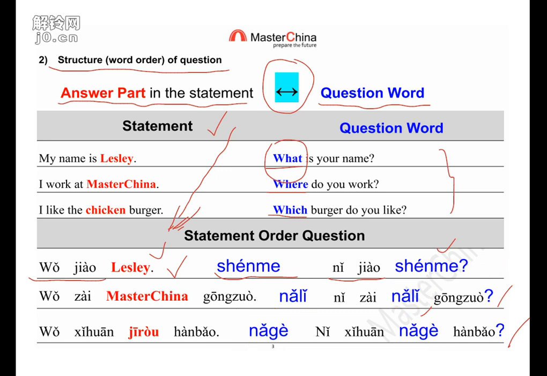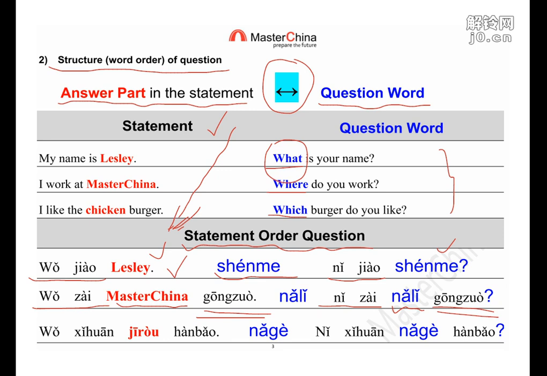Let's check the second one. Same. 我在 here, and 你在, right? And Mars China. So 哪里? And 工作 here, still in the same position. So I think that people already get the first impression. It seems Chinese people like the statement order very much. They didn't change the order when they make the question. You're right. So we call it the statement order question.